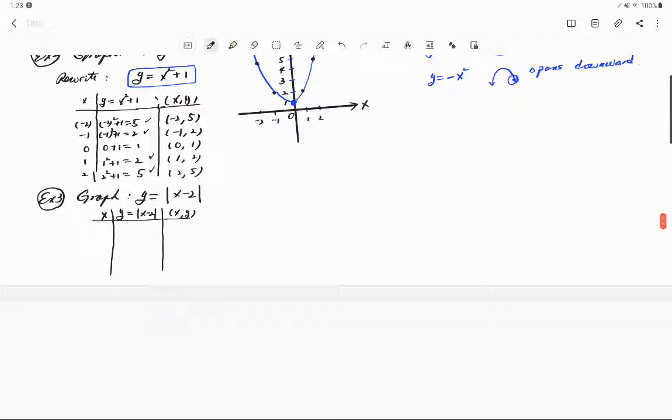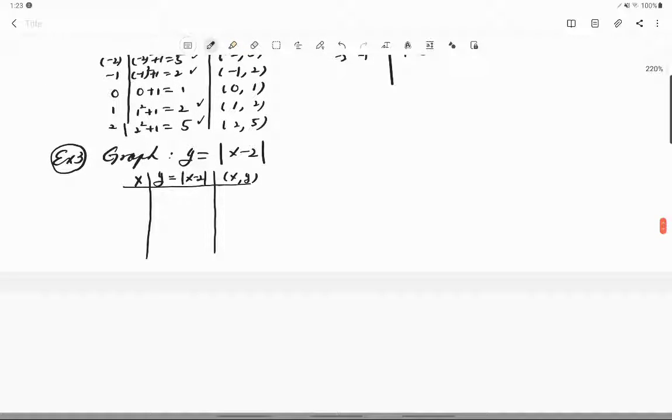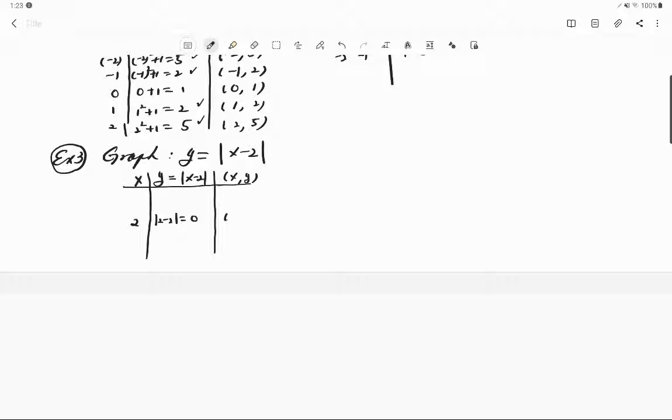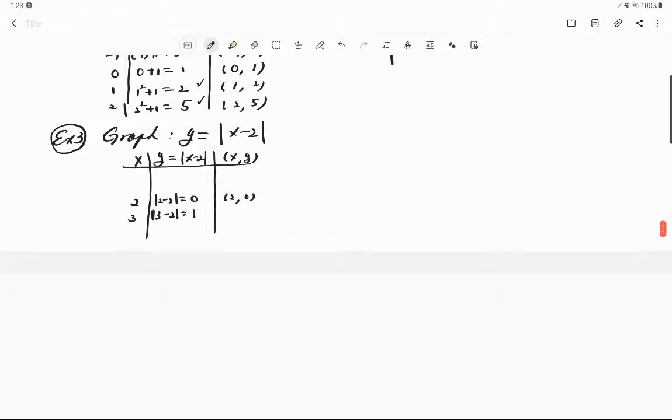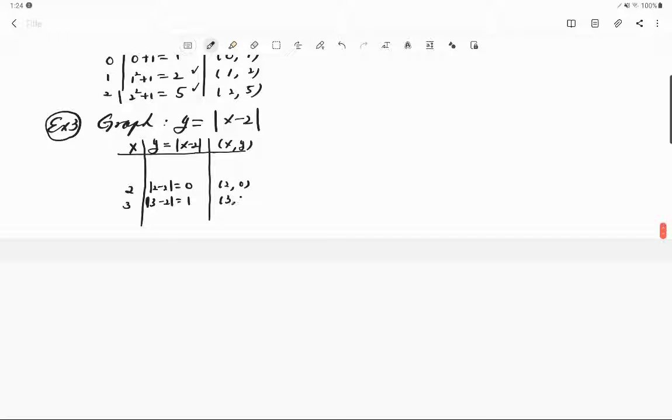All right, so let's try when x equals 2 first. If x equals 2, then what happens? Okay, so 2 minus 2, that is 0, right? So if x equals 2, then y is 0. Okay, if x equals 3, what happens? The absolute value of 3 minus 2 equals 1. So the absolute value of 1 is 1. So when x is 3, y is 1.